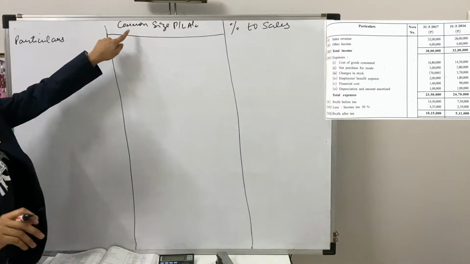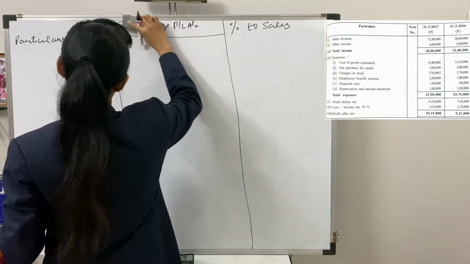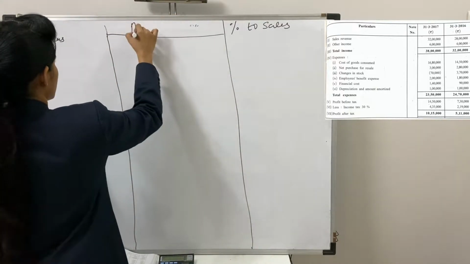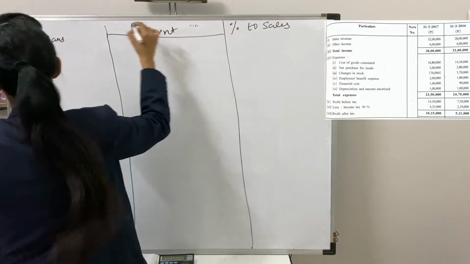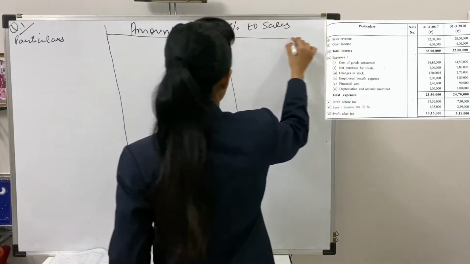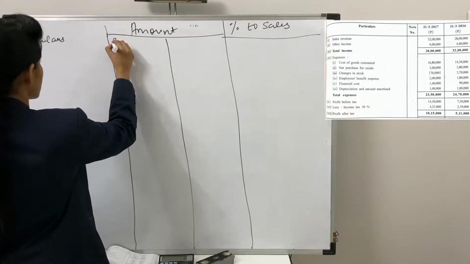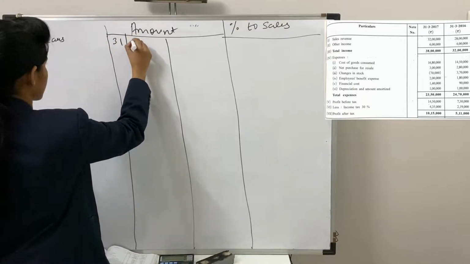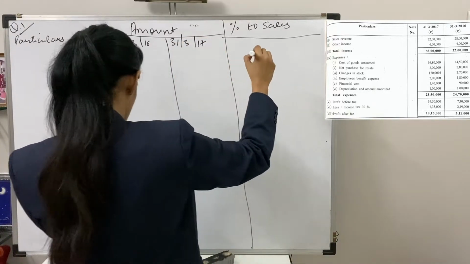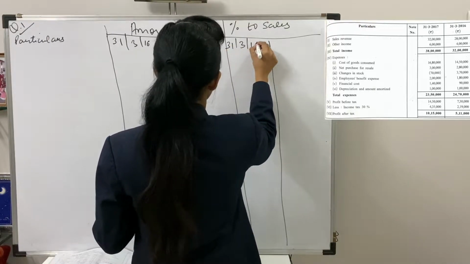If you've got the information already, I'm erasing this common size P&L account. You have to write down the heading common size P&L account. So here it will come as amount. This is your question number 1. Now, there are two sub-columns in this as well as this: 31st March 2016 and 31st March 2017. Here also 31st March 2016 and 31st March 2017.